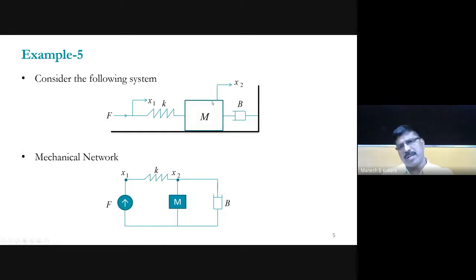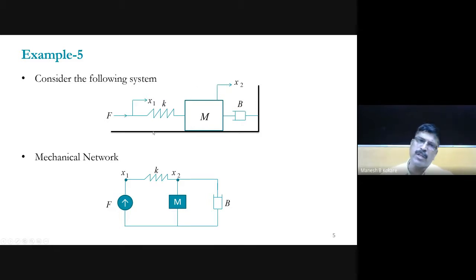Like this mass element is there and then dashpot element is there. One end of the dashpot is connected to the reference. So this is nothing but the reference. One end is connected to the reference, another one is connected to the mass element, and then one end of the spring is connected to the mass element, and then on another end force is applied. So this is the displacement point x1 and this is the displacement point x2, right?